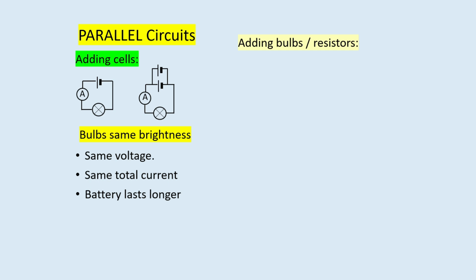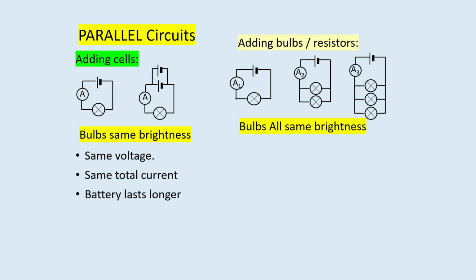Adding bulbs or resistors in parallel, they remain equally bright. They each get the full voltage, but this portion of the third circuit would have 3 times the current of this.